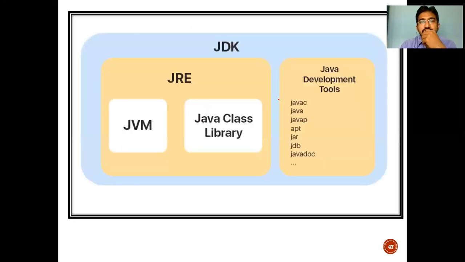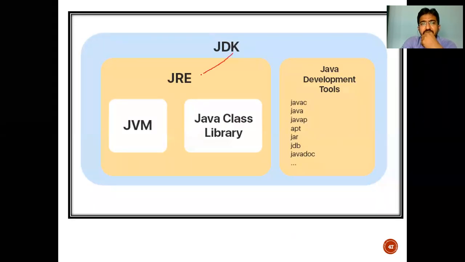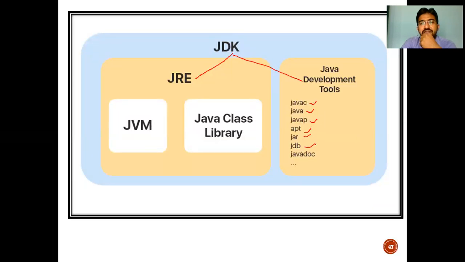For better understanding, I will show you one more figure. JDK, as I said, consists of JRE and Java development toolkits. Some of the Java development kit tools are javac, the Java compiler, java, the interpreter, javap, appletviewer, jar files, Java databases, Java documents. These are some of the Java development tool names. Again, JRE equals what? JRE equals JVM plus Java class library, that is library classes.